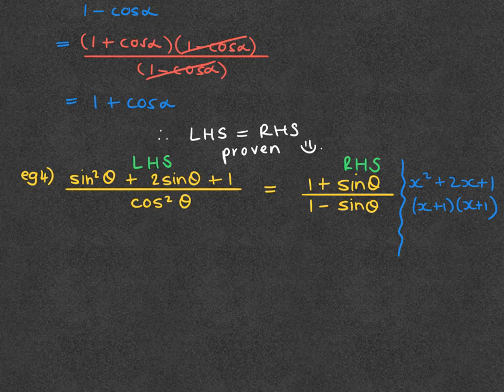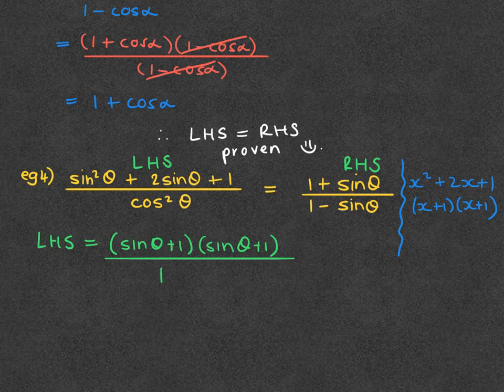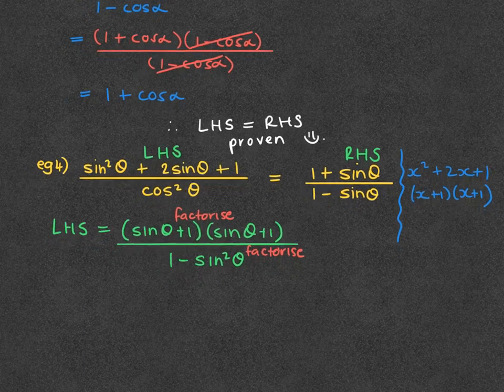So working on the left-hand side, we now have in the numerator sine theta plus 1 times sine theta plus 1, right? That factorized trinomial. In the denominator, I have cos squared theta, which I'm going to rewrite as 1 minus sine squared theta. Okay, so left-hand side is looking pretty good. I factorized the numerator. And now I hope you realize that we're going to also factorize the denominator because the denominator is a difference of two squares.